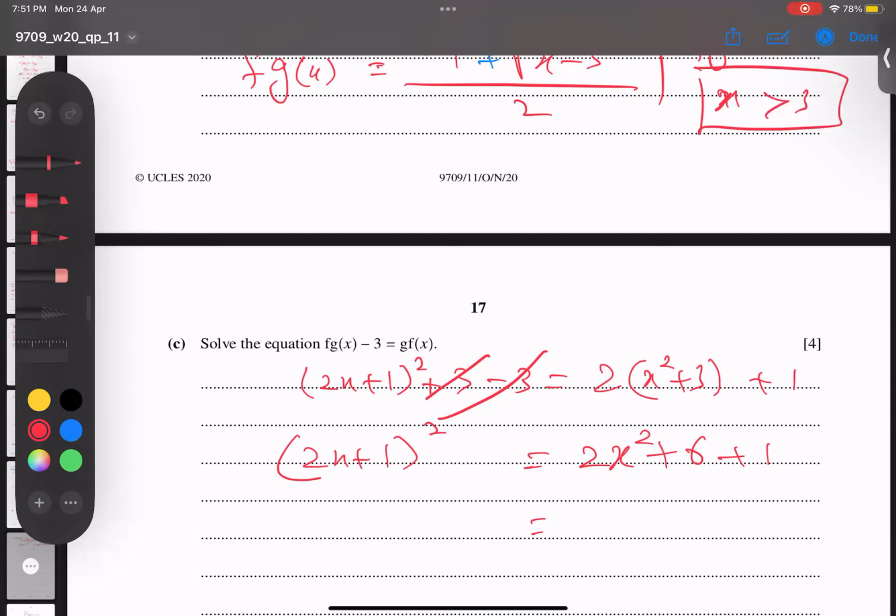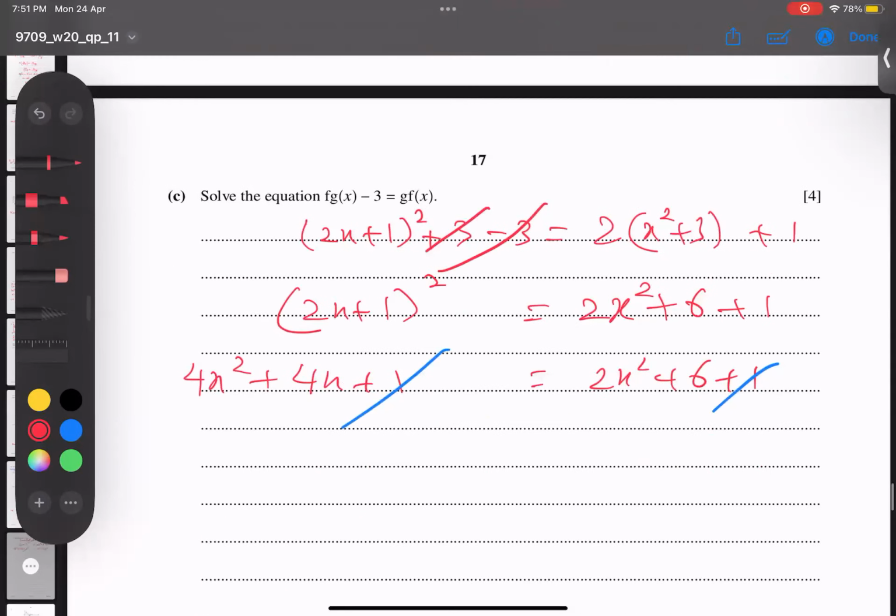And now solve it. So 4x to power 2, 4x and plus 1. Here, this one plus 6 plus 1. And this plus 1 cancels out. And this goes out of 4. So I got 2x to power 2, and I get plus 4x and minus 6 equal to 0. Okay, and now divide by 2.